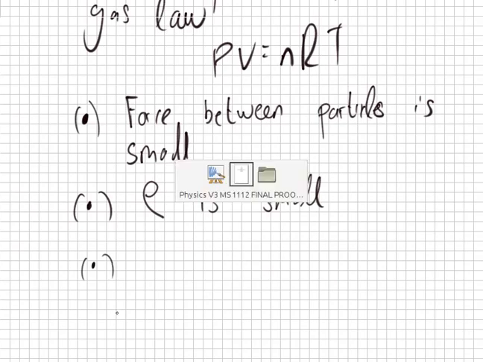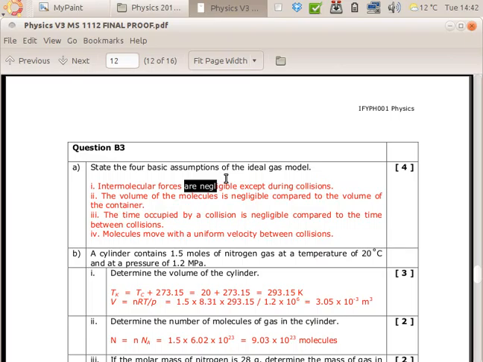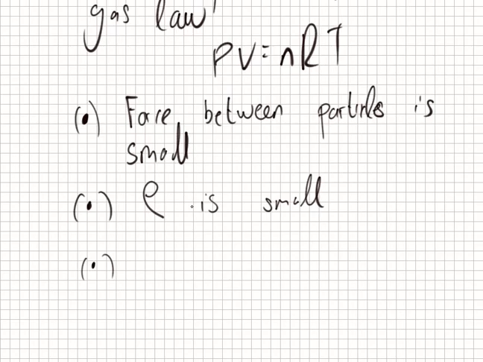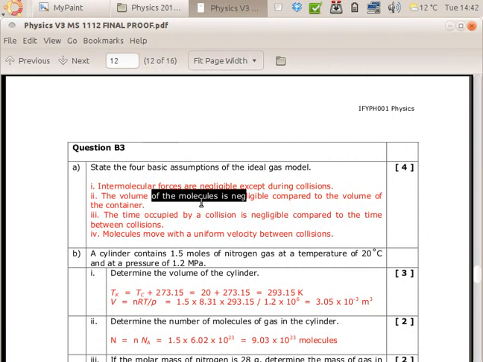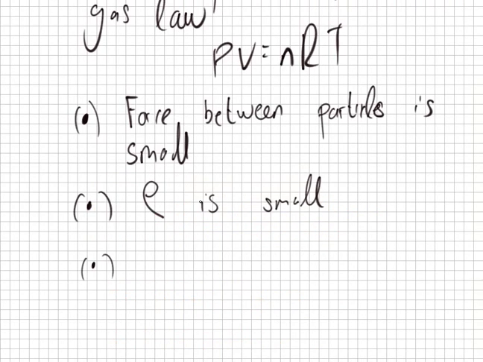Sure, let's look at what they gave here. The force is small. That's not great. The volume of the molecules is small compared to the volume of the container. So in other words, the density is small, that there's lots of empty space. That's the second one. The forces between particles is small. Sorry about that. The time occupied by collisions is negligible compared to the time between collisions. So another way of saying that is particles collide infrequently, that there's not too many collisions.